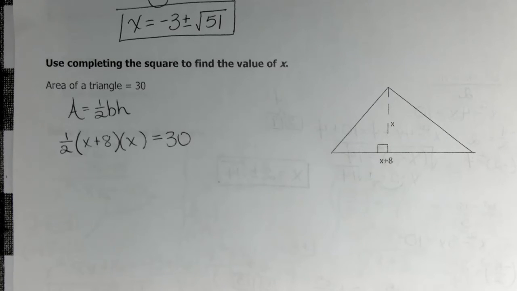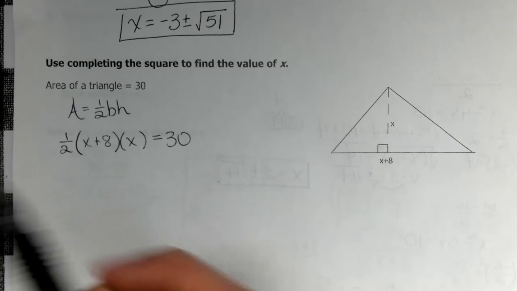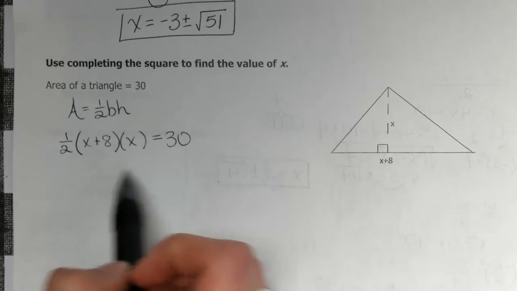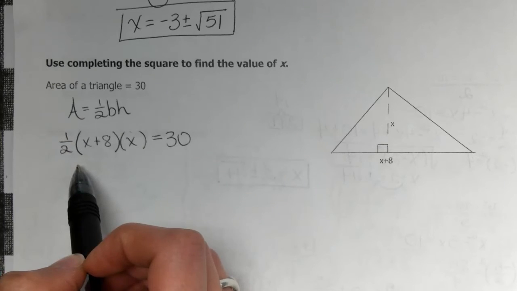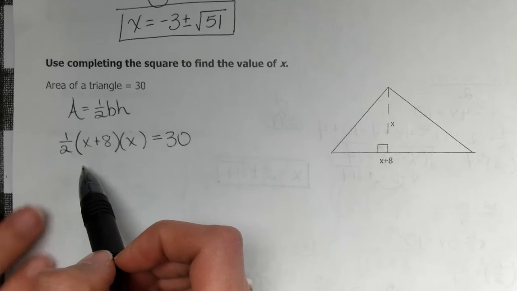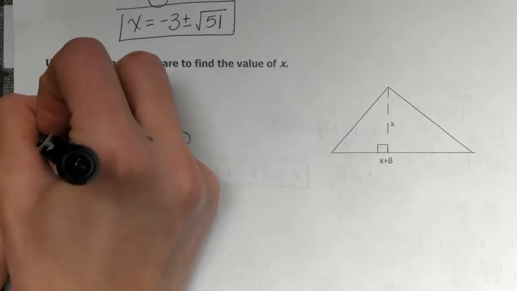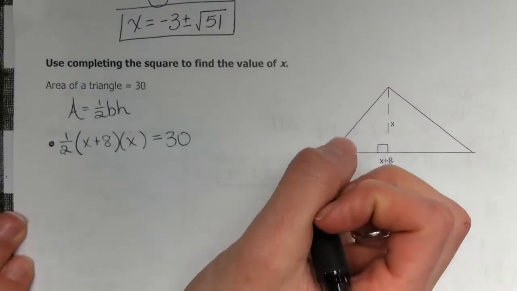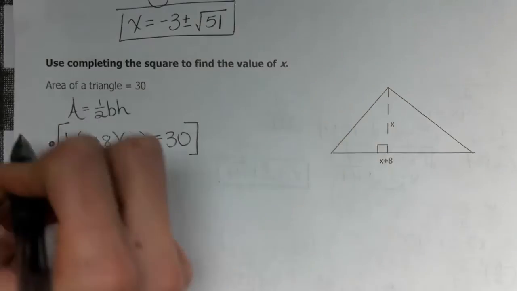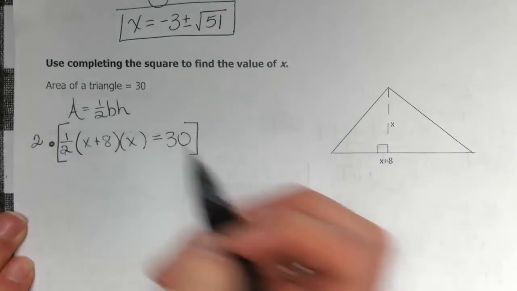Okay, from this point you could do two things. You could multiply and distribute your 1/2 and your X and this whole thing. But remember that your goal is to have X squared by itself, so distributing that 1/2 really is not going to do any good for you. So what I would do is get rid of that 1/2 by multiplying by the reciprocal. I'm going to take the entire equation and multiply it by 2/1, which is just 2.